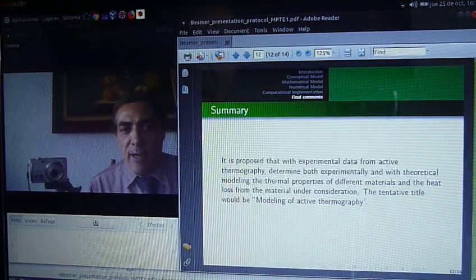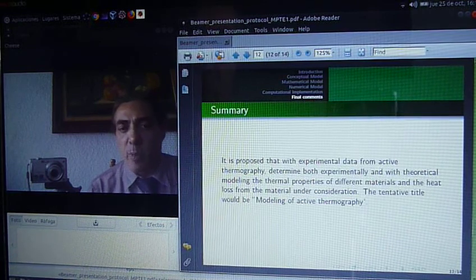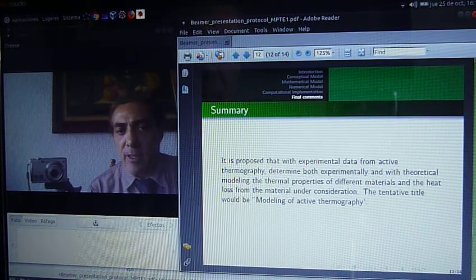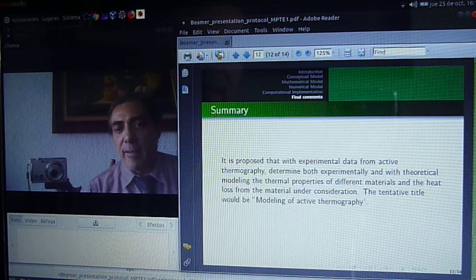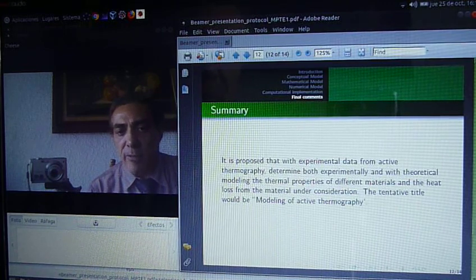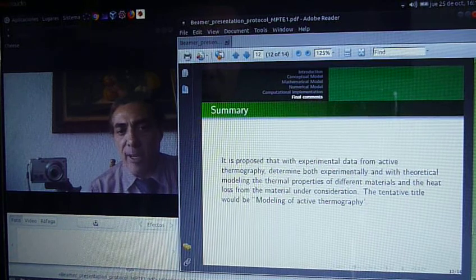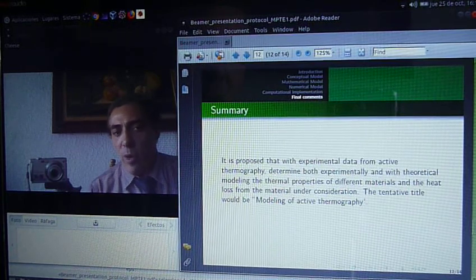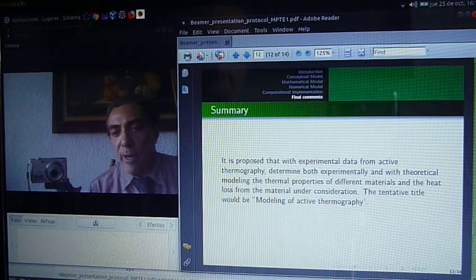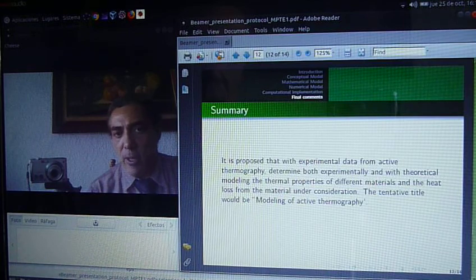As final remarks, we make a summary of this work. It is proposed that with experimental data from active thermography, a numerical fitting be made to determine, both experimentally and with theoretical modeling, the thermal properties of different materials and the heat loss from the material under consideration. That is to say, we are going to move numerically the parameters until we have the best fitting of the partial differential equation developed for the mathematical model and implemented in COMSOL Multiphysics. The tentative title for this work would be Modeling of Active Thermography.